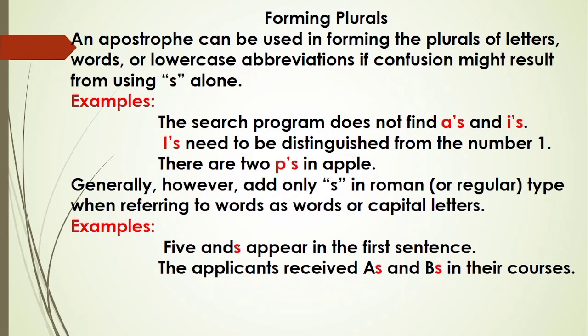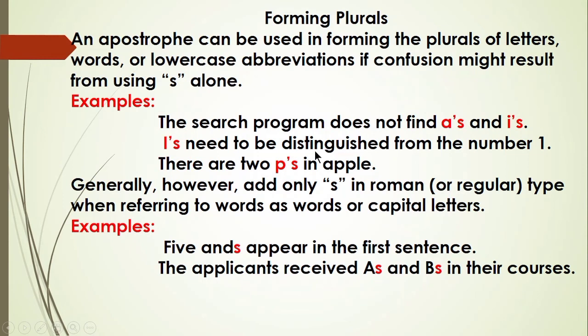For example, the research program does not find A's and I's. Now remember, if we remove this apostrophe from here, it becomes As, and if we remove this apostrophe, it becomes Is. So there may be a confusion then in the meaning. Therefore, when we have such small abbreviations and we want to make plurals of them, we better put an apostrophe in order to clarify the meaning of the letters. A's means different A's and I's means different I's.